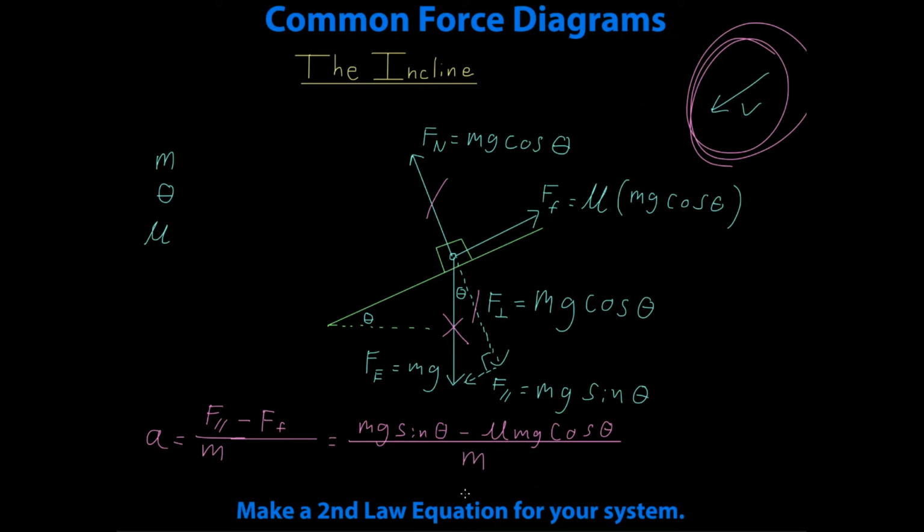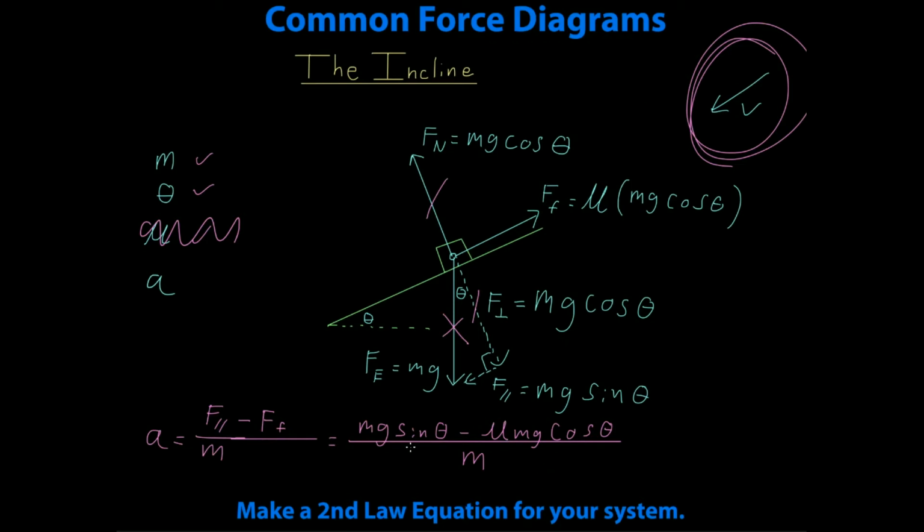And again, once you get to this point, you can solve for anything that's being asked for. If I had mass, theta, and mu, all that stuff is here. I could very easily get acceleration. If it was not given mu, and I was given acceleration instead, I would just rearrange this to solve for mu.